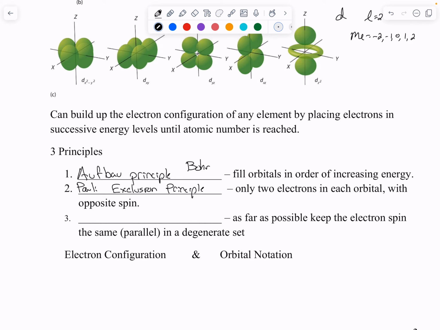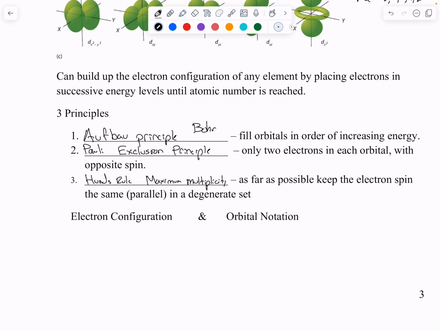And lastly, Hund's rule. This is maximum multiplicity. As far as possible, we keep the electron spins the same, or parallel, as we call it, in degenerate sets. So how we write electron configuration is N, L, number of electrons. And then it goes back to N, L, number of electrons.